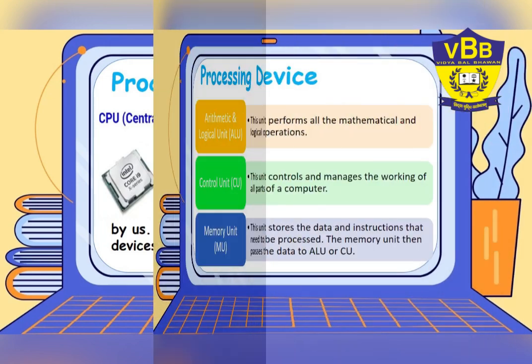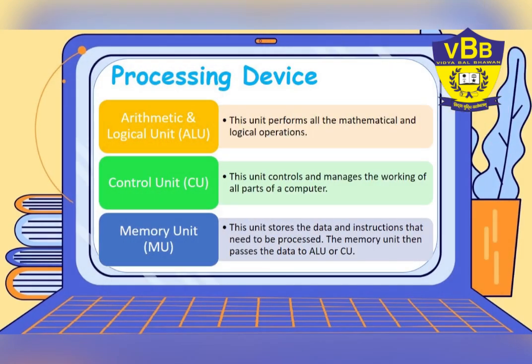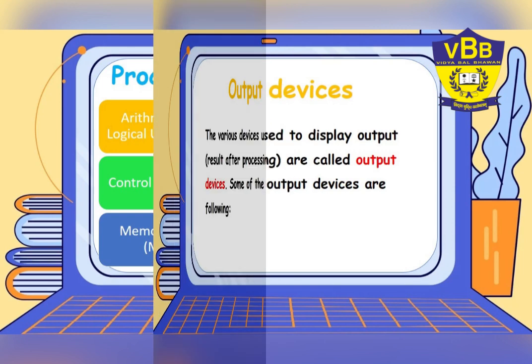Now, the processing device is further divided into three parts: ALU, Arithmetic Logical Unit, which controls all the mathematical and logical operations of our computer. Second one is CU, Control Unit. It controls all the parts of our computer and manages them. Now the third one: whatever data and instructions we save in our computer are monitored by the memory unit, and it is also monitored by the ALU and CU.